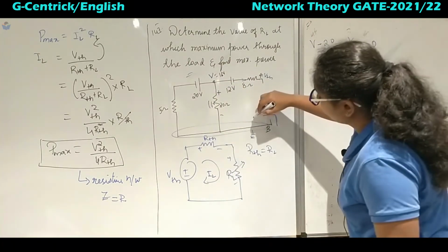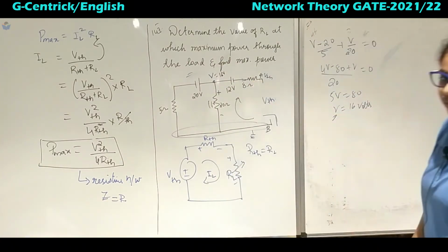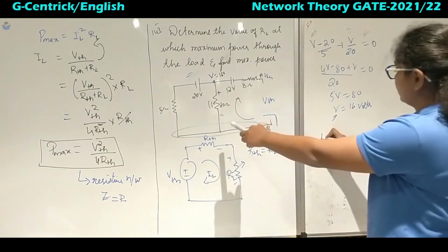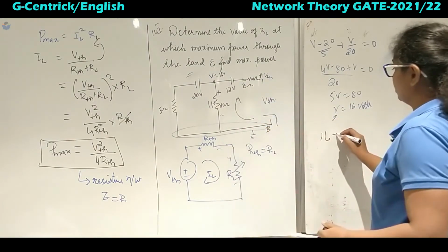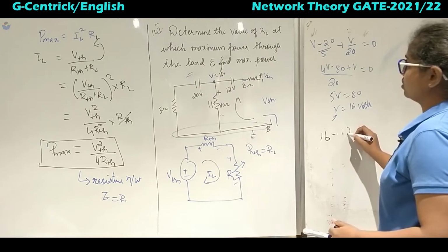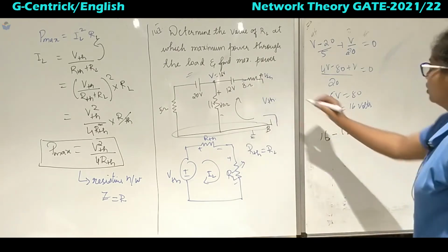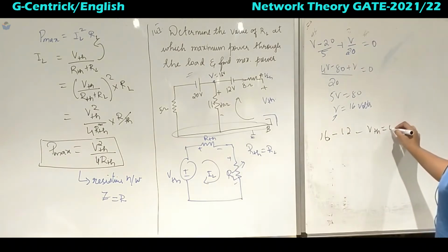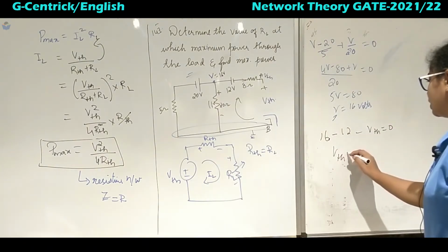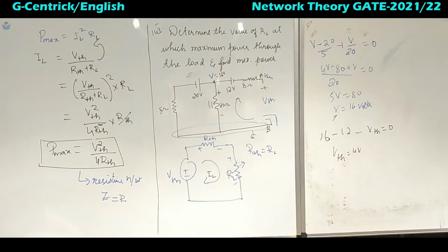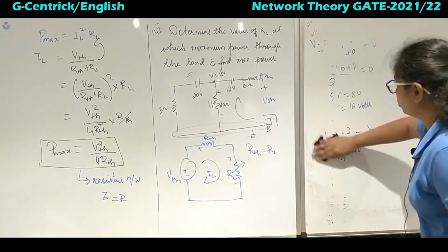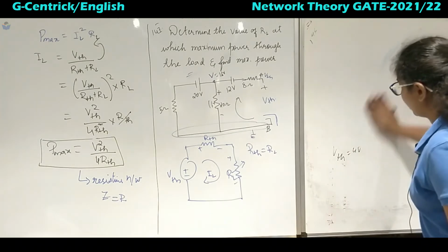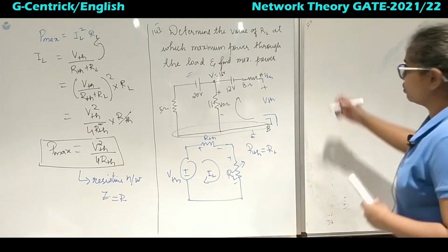So now apply KVL to find VTH. It is 16 volts, then minus 12, then minus VTH equal to 0. So what will VTH be equal to? 4 volts, right? So now I'll rub this one out, we have VTH equal to 4 volts. Next we have to find RTH.